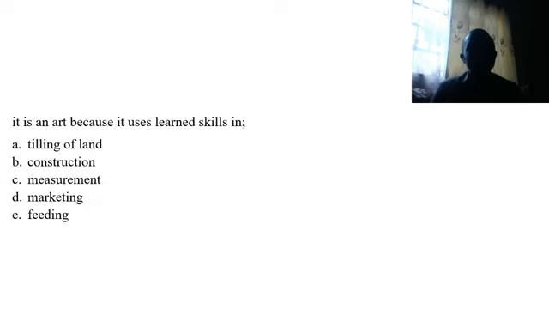So why do we prefer agriculture as an art? It's an art because it uses the skills which we acquire from agriculture in the following areas. Number one, in tilling of land. We use it in construction of farm structures. We use it in measurement. We can measure the dimensions of the field or of the structures that we are going to construct. It's also used in marketing. So agriculture is an art because it's used in marketing and also in feeding livestock.